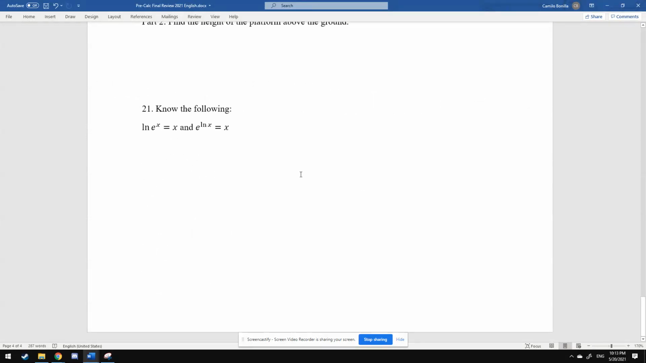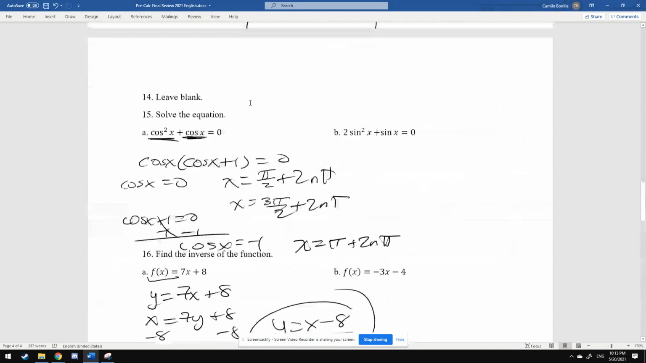And for 21, all I'm going to tell you, because it's a find-the-error question, is to know that when e to the x is inside a natural log, ln and e cancel, and you're left with x. Same thing here, because that's going to be part of the mistake. So that's the final.